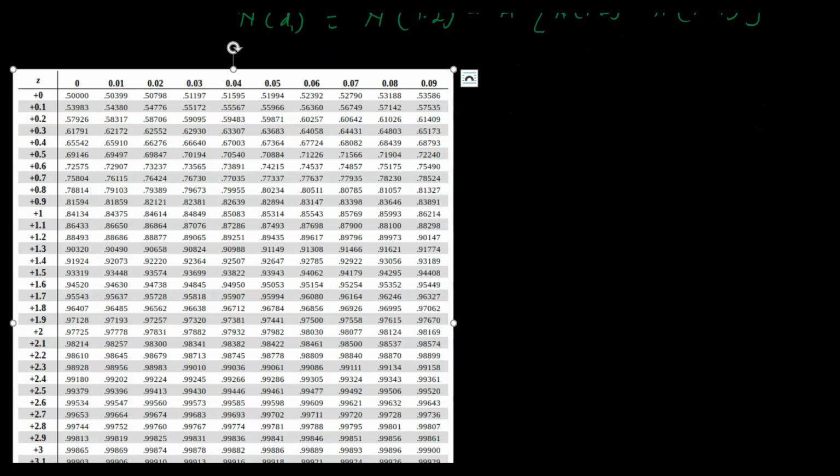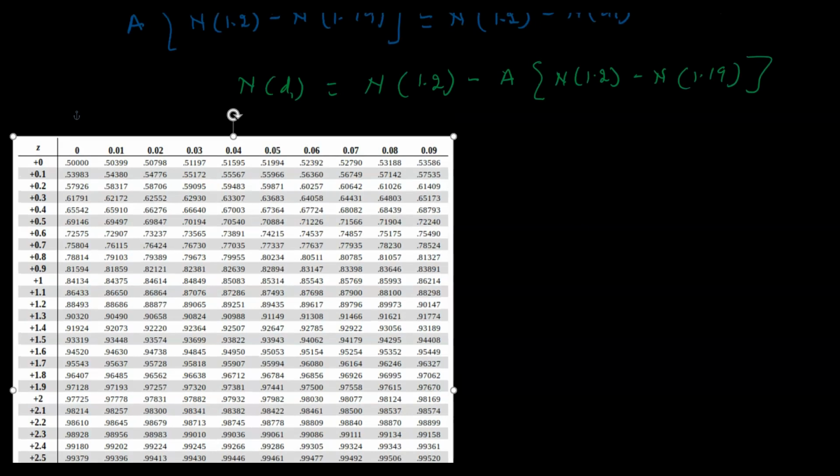Alright, so I paused for a second and I copied over a normal probability table, or a Z table, and that's where we're going to read our normal probability for 1.2 and 1.19. And so what do we have here? We have 1.2 and 0, so that gives us a normal probability table for 1.2. That's going to be 0.88493, so this is going to be this value because it's 1.2 and 0 here.